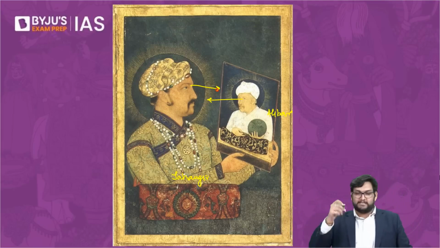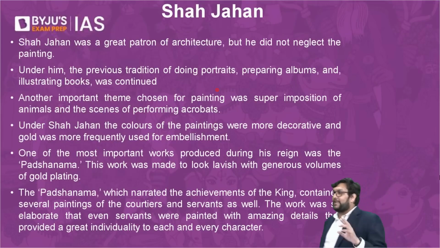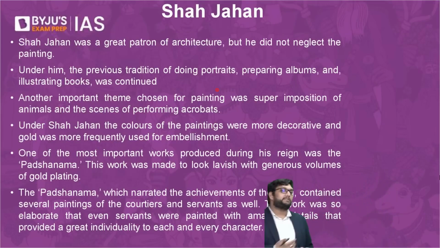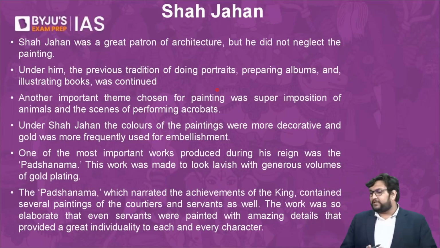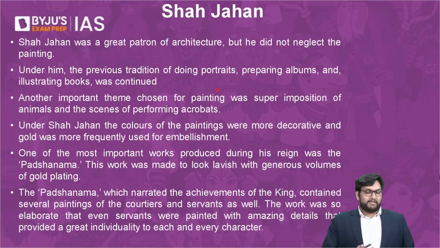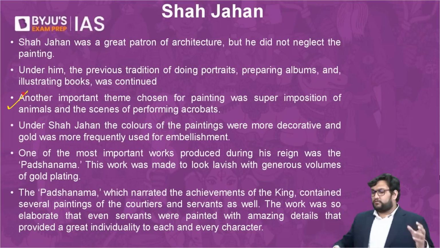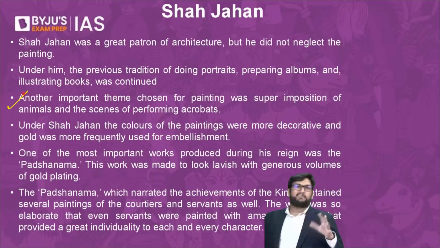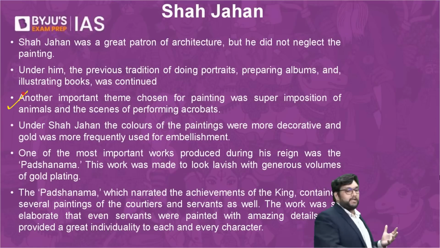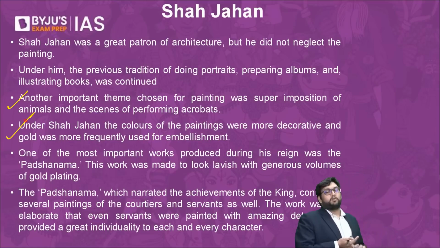And I'll give you what to write in the examination in one slide. Now comes Shah Jahan. Shah Jahan could not add anything. He's more known for architecture, but he knew how to waste money. And the wasting of money was that he said that I want the borders with gold plating and gold leaves attached to it. So he rather went one step forward. The basic theme remains the same, single portraits, but he made it more decorative, embellishment, gold added.